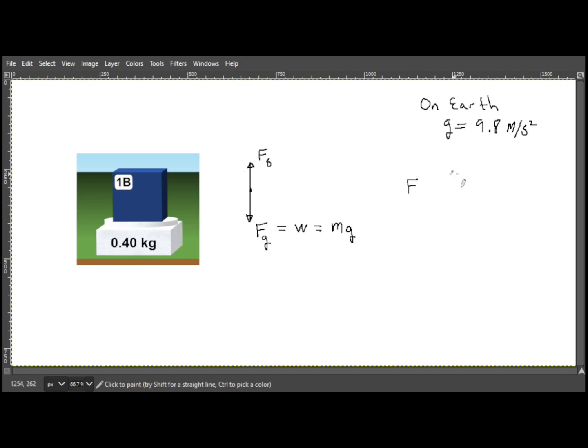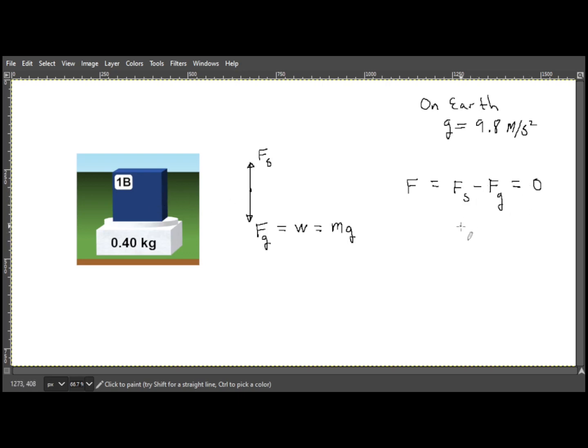Well, if we take up to be the positive direction, then the net force on the box is going to be the scale force minus the weight force, force of gravity. And we know that object's not accelerating, so what does that tell us about the acceleration? It's zero. It's got no other choice, because if it's not zero, the object's accelerating. That is the experimental fact of Newton's second law.